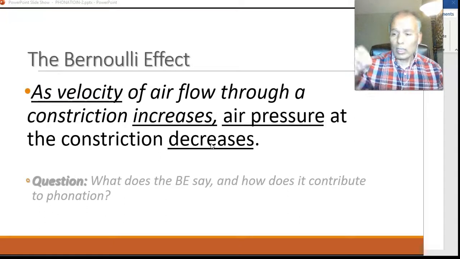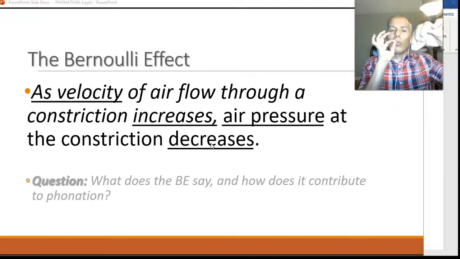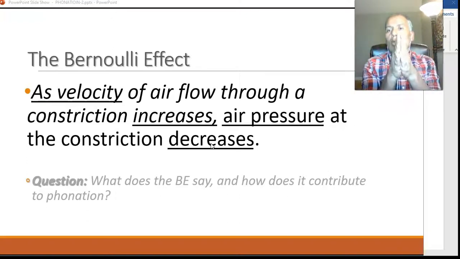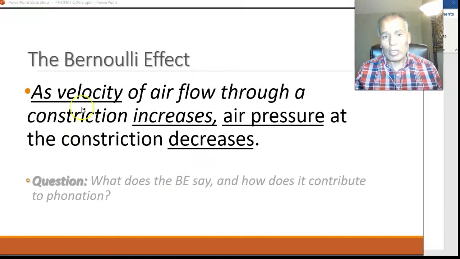You can do this again: get one balloon, put them next to each other, get a straw, blow air in between, and the two balloons will hit each other. So this is what the Bernoulli effect says. Know exactly what it says.